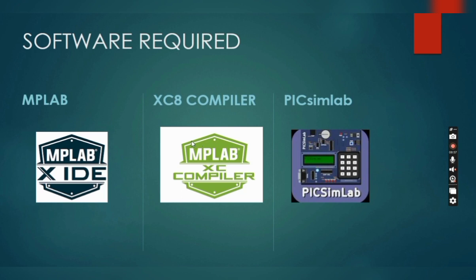So the software used in this project are the MPLAB IDE, the compiler and the PICsimlab. MPLAB is a free software which is used for the development of embedded applications on the PIC and dsPIC microcontrollers, and it is developed by Microchip Technology. While the compiler is a powerful optimizing compiler that converts the C code into a high assembly language. Then the PICsimlab is a real emulator of development boards with MPLAB IDE.